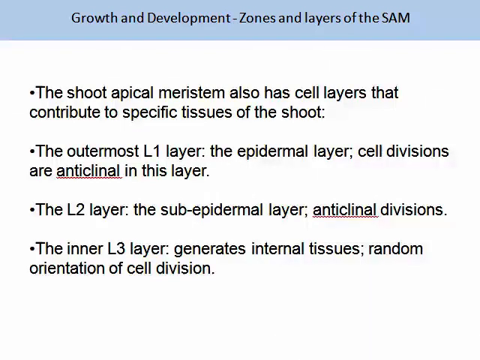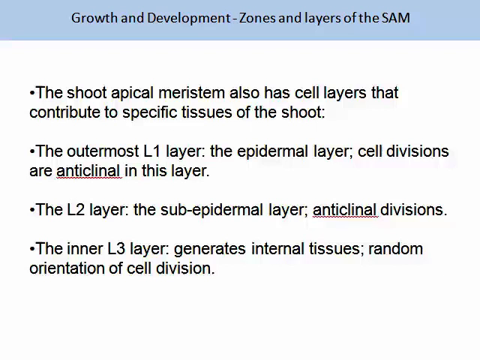The shoot apical meristem also has cell layers that contribute to specific tissues of the shoot. The outermost L1 layer is where the epidermal layer is created. Cell divisions are anticlinal in this layer. The L2 layer is the subepidermal layer. Again, cell divisions are anticlinal.